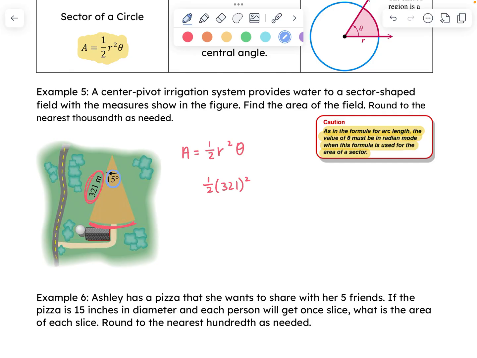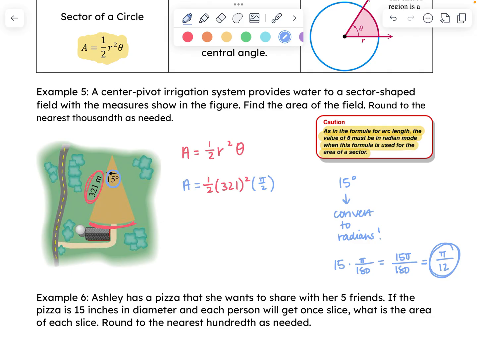And they gave us our theta, but our theta is in 15 degrees. So we need to, once again, convert to radians. If I have 15, I'm going to multiply it by pi over 180. So I get 15 pi over 180. And that 15 over 180 is going to simplify to pi over 12. So that's what I'm going to plug in for my theta, the pi over 12.